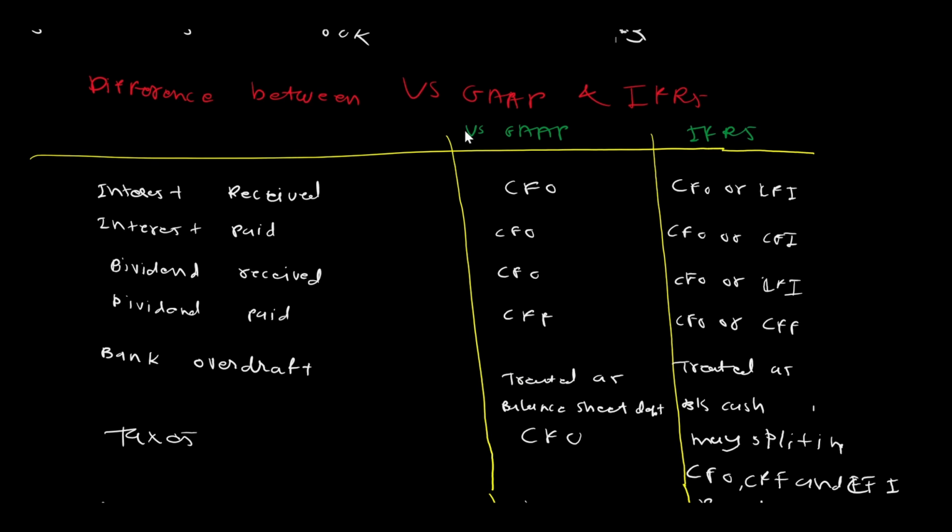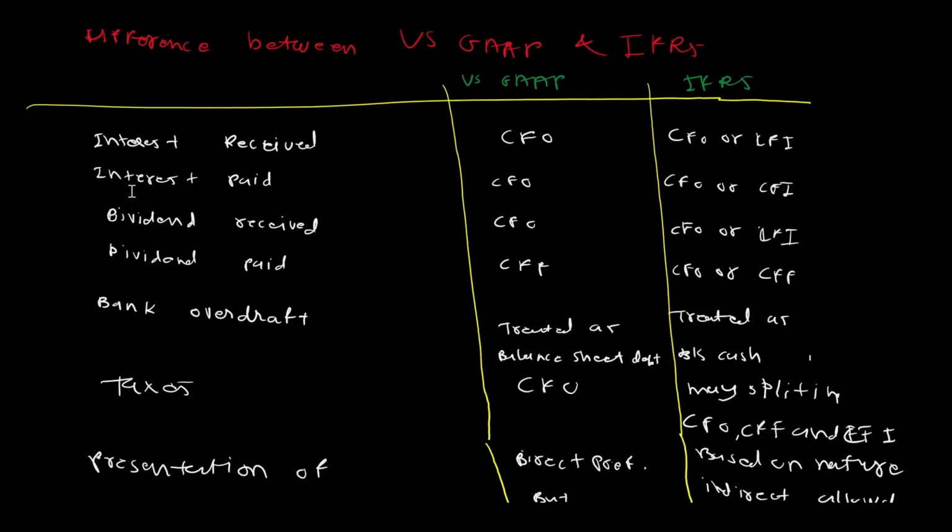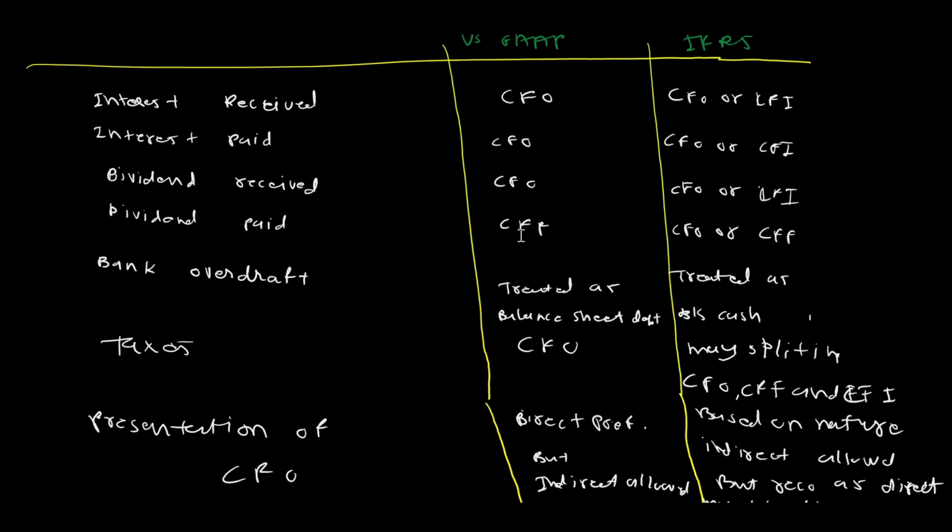So let's talk about the difference between US GAAP and IFRS rules regarding cash flow. In US GAAP, if you have received interest, you need to show it in the cash flow from operations. But IFRS gives some independence to show it in CFO or CFI. Same for interest paid, CFO or CFI. Dividend received, CFO or CFI. Dividend paid, you need to show in the cash flow from financing activity. Under IFRS, you can show it in operations or the financing activity.